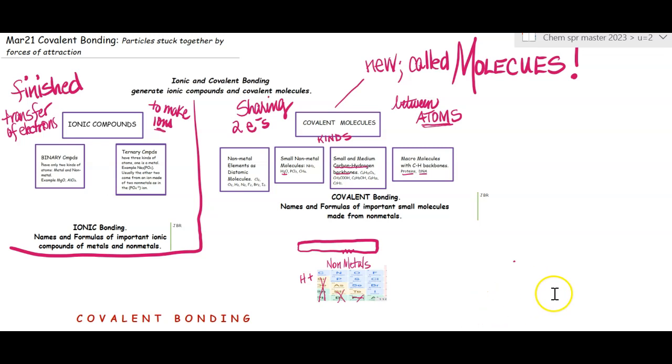Well, anyway, it's about covalent bonding, particles stuck together by forces of attraction. So you didn't learn about forces of attraction. It's just that these are more partial charges, so they aren't the heavy-duty ionic charges. All right, so we finished all of the ionic compounds, and that was a lot of stuff. We'll do the labs associated with it when I get back.